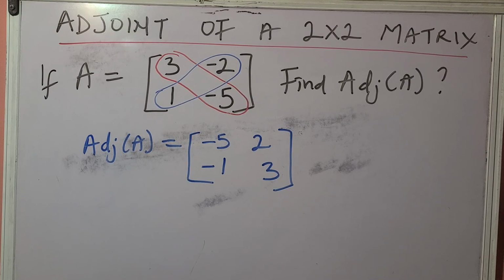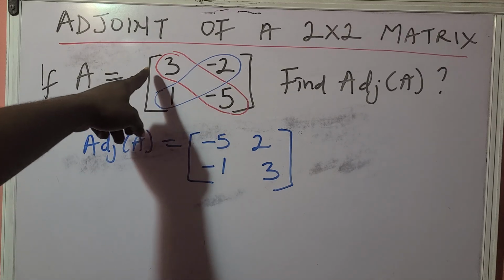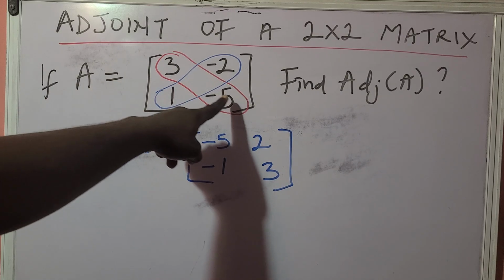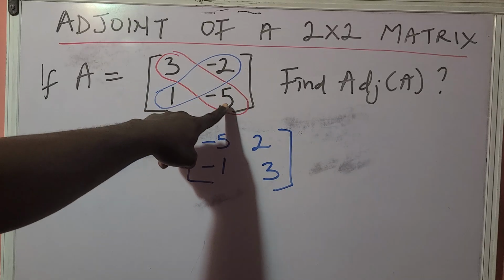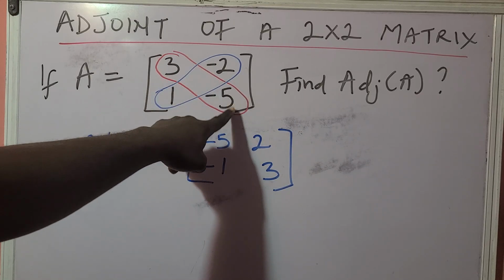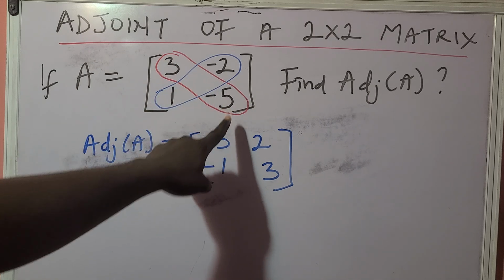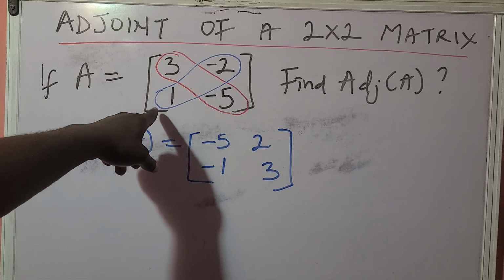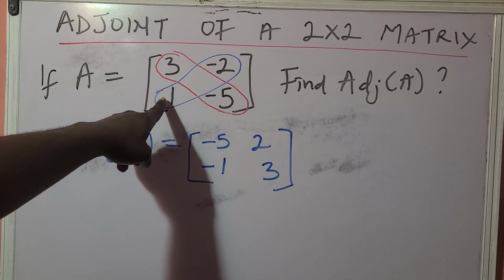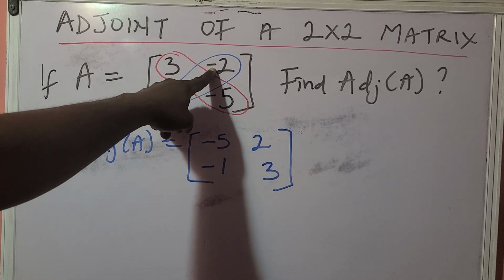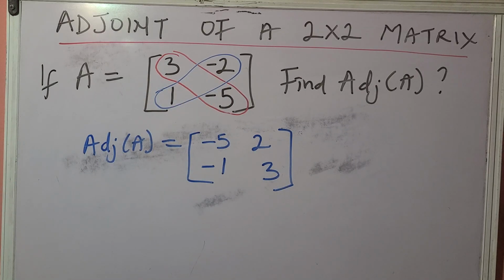So one more time, what you have to do: you locate the leading diagonal, which is the diagonal that stems from the top left to the bottom right. You will interchange the elements. So -5 takes the position of 3, 3 takes the position of -5. Then for the other diagonal, you will change the sign. So where you have positive, you change it to negative, and where you have negative, you change it to positive.